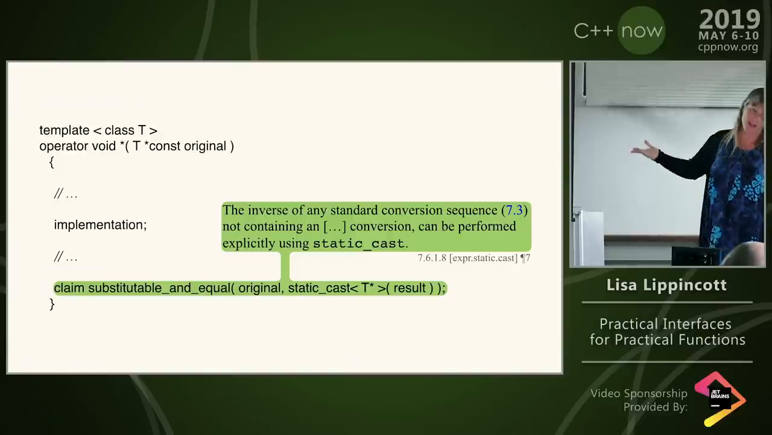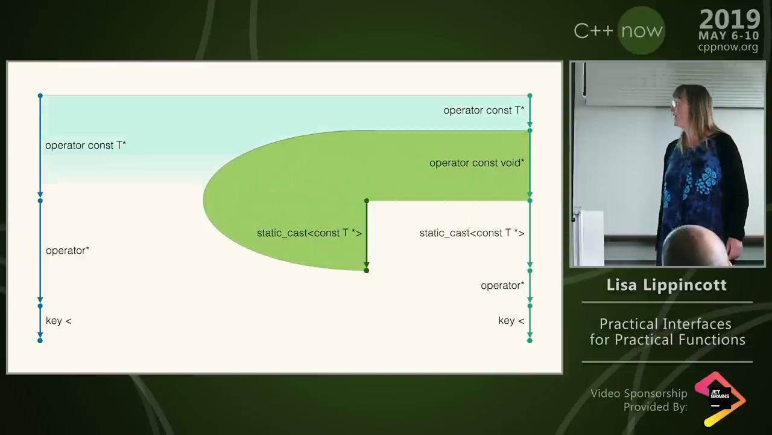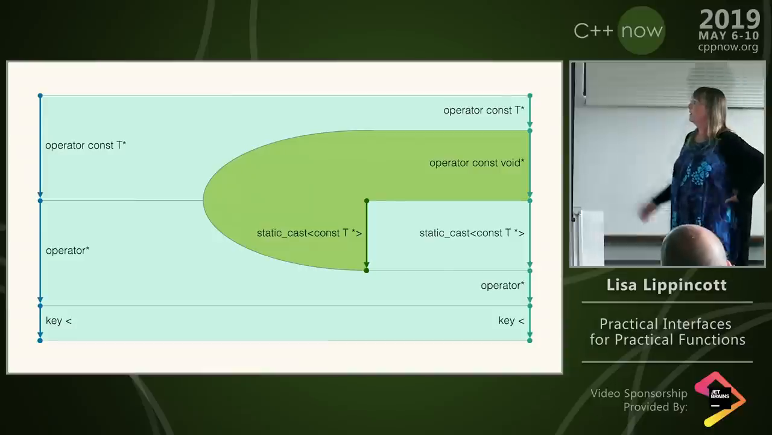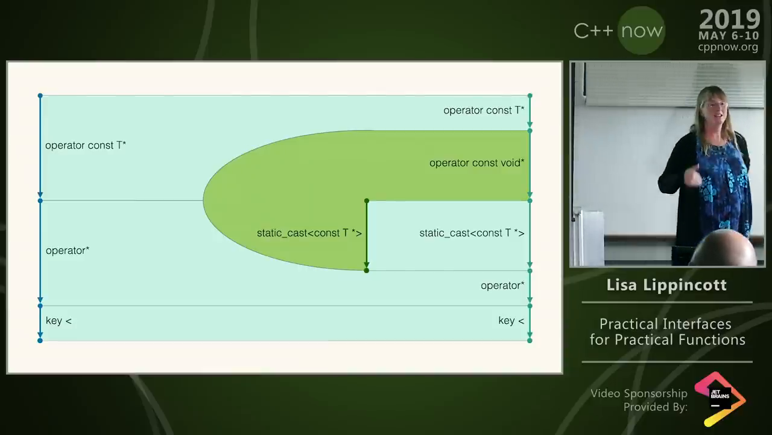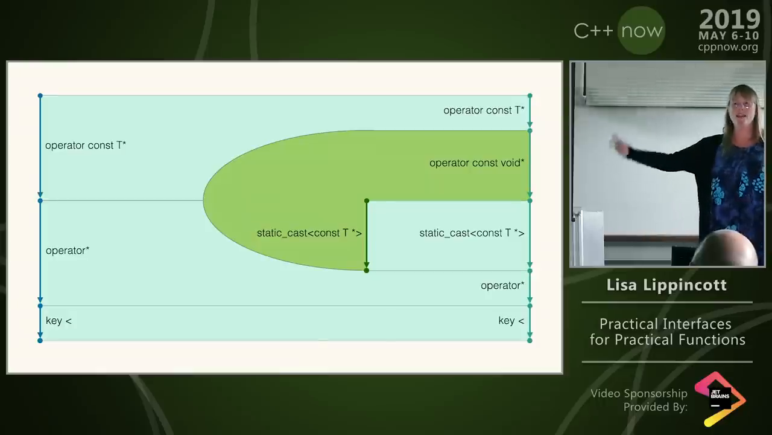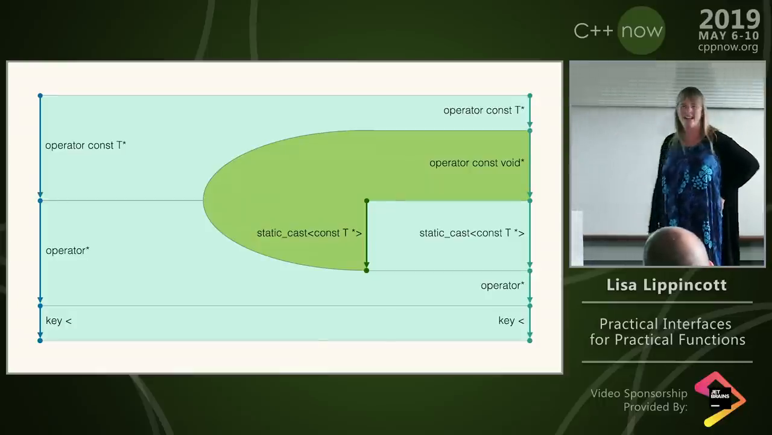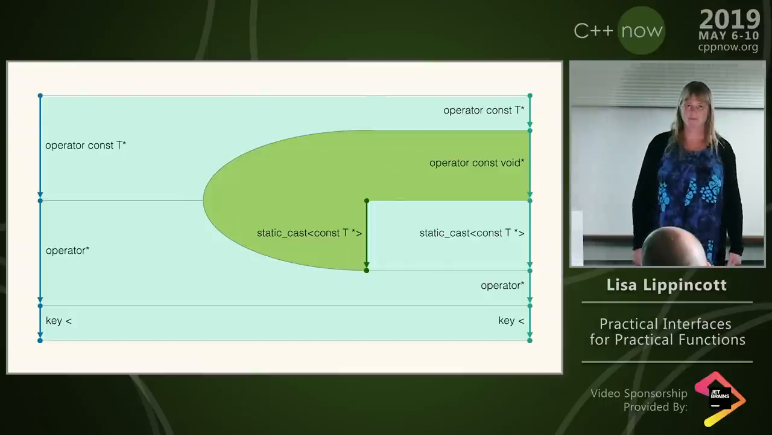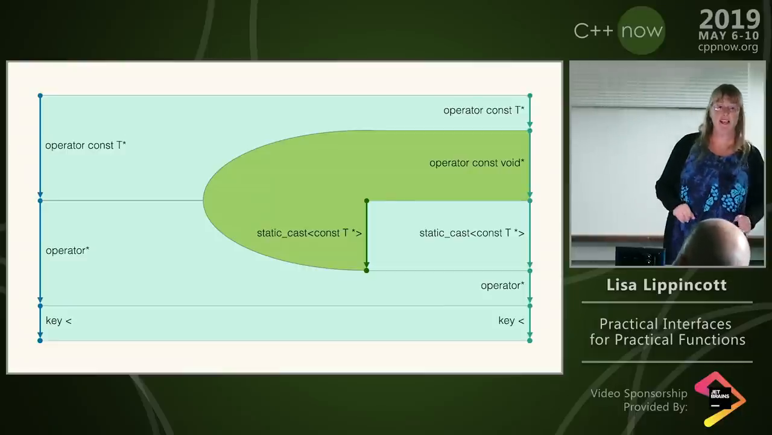And again, substitutable and equal. So if we plug that into our picture, it looks maybe a bit more like this, where operator void star has told us what might happen, has told us about an operation that might happen in the future, should you happen to static cast back, which you often do.